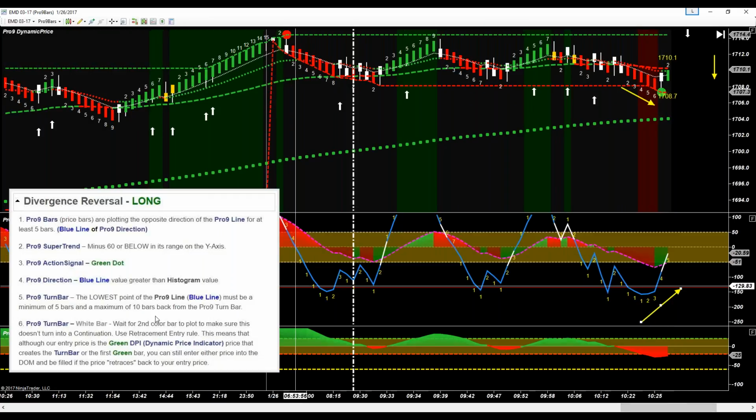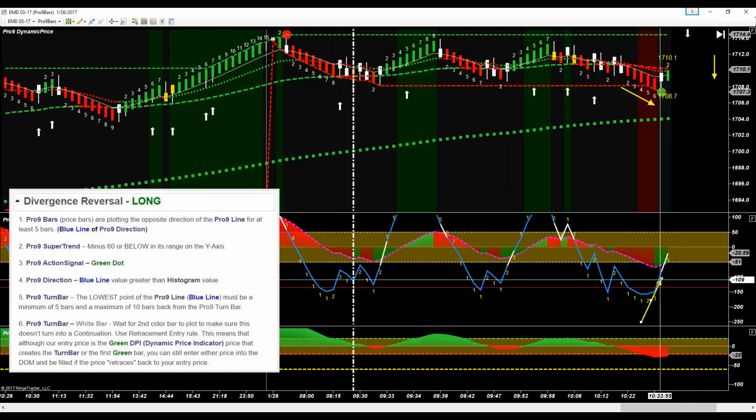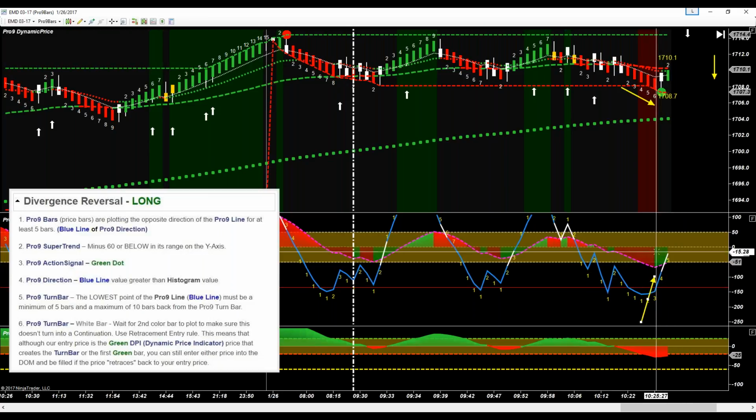So the way to wrap rule 1 and 5 together, along with the blue line, because we also need the blue line on the correct side of the histogram, is when this blue line gets to the correct side of the histogram on the turn bar, the number on the blue line needs to be between 5 and 10.